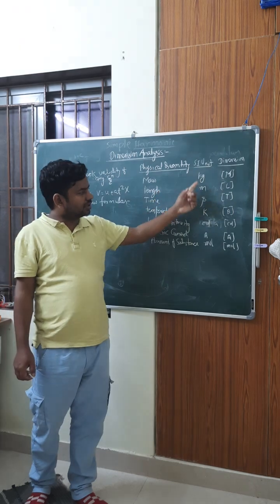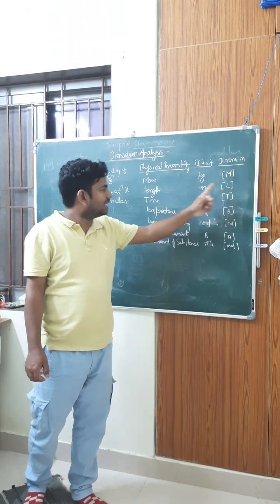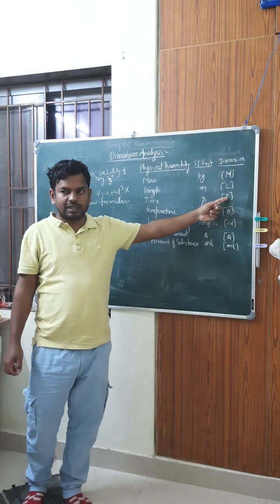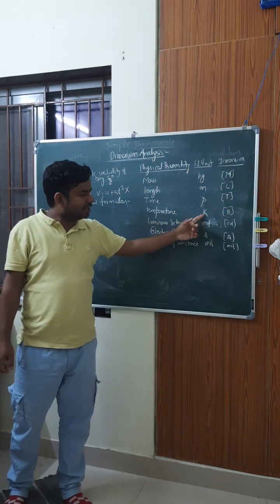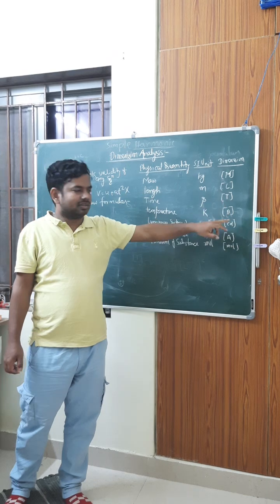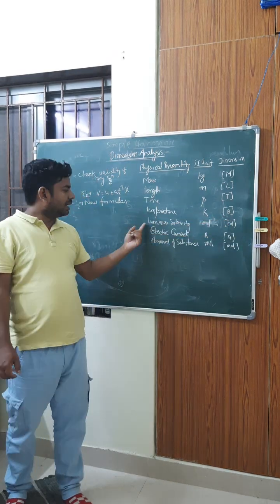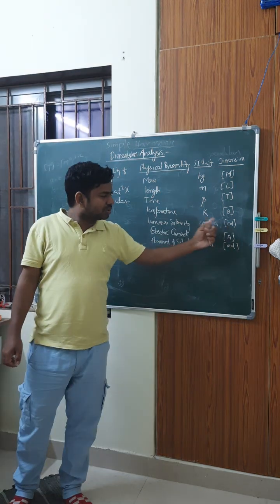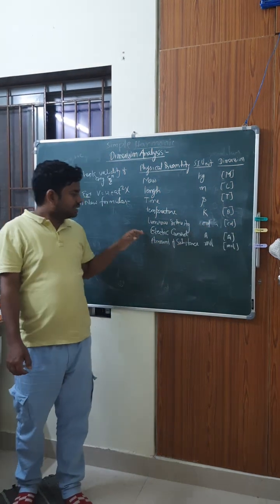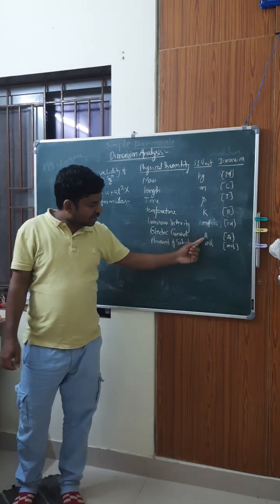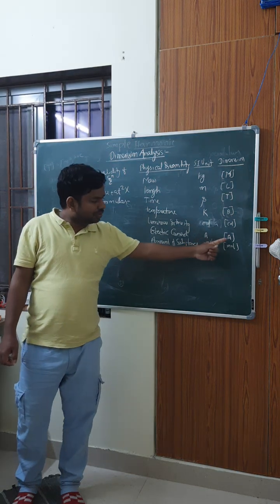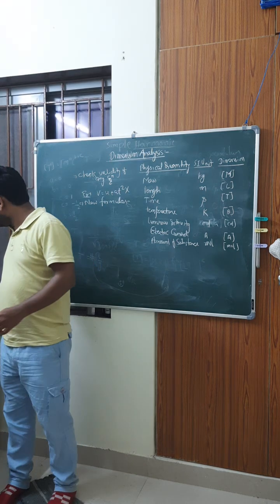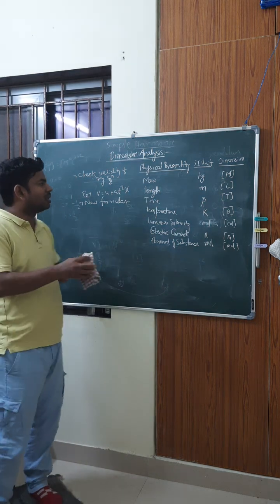Length, its SI unit is meter. We write this as capital L, which comes from length. Similarly, time, second, T. Temperature, Kelvin, but T is already engaged here, so we will use theta. Then luminous intensity, SI unit is candela, and we use CD here. Similarly, electric current, SI unit is A, we will use the same, and amount of substance, mole, we will use the same. These are the fundamental quantities.